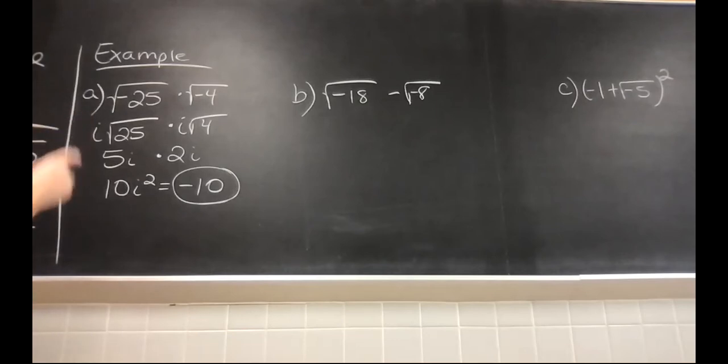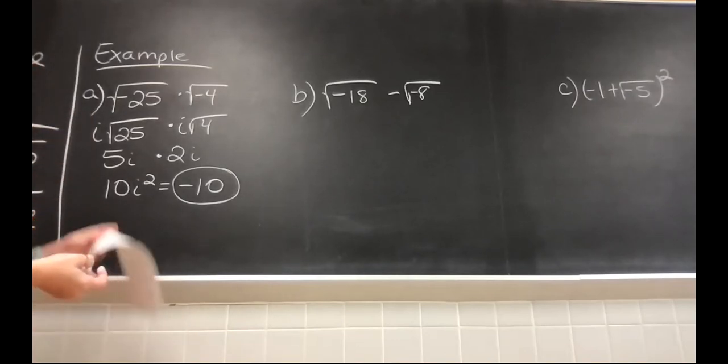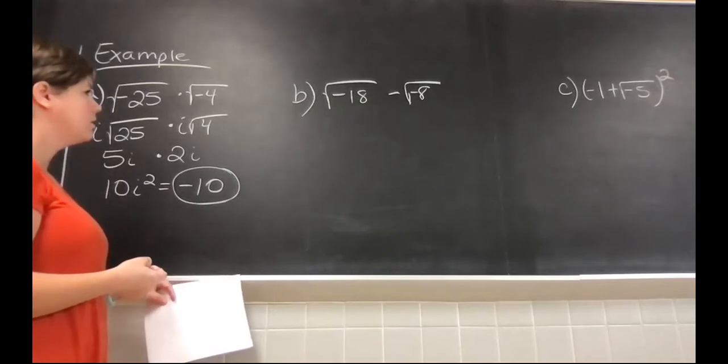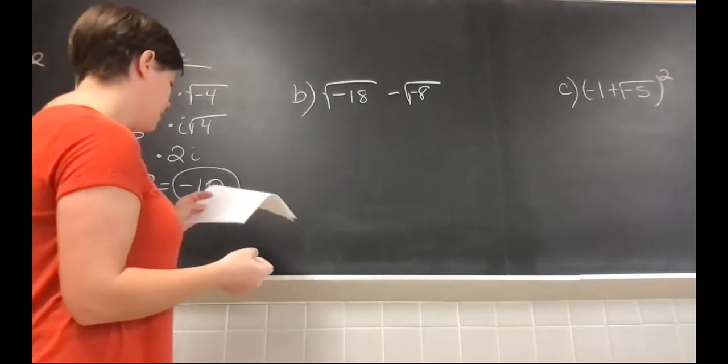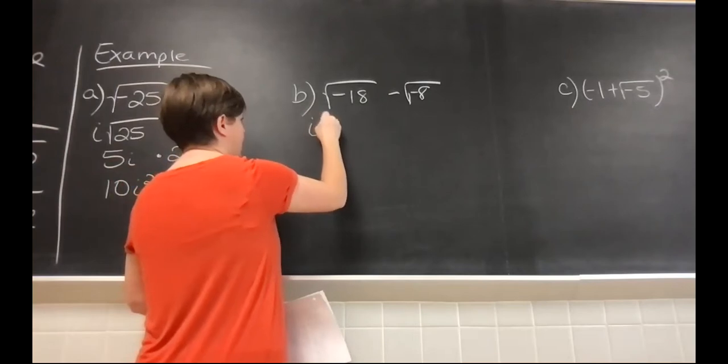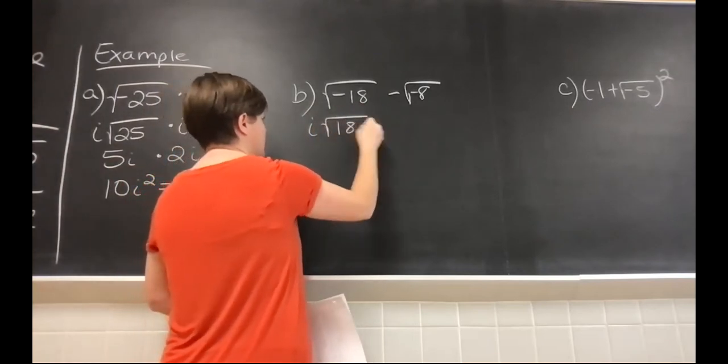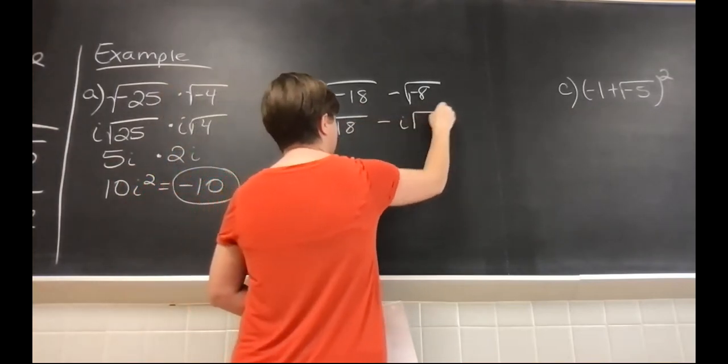Okay, our second example, we have the square root of negative 18 minus the square root of negative 8. So again, let's pull out those i's. So we have i square root of 18 minus i square root of 8.